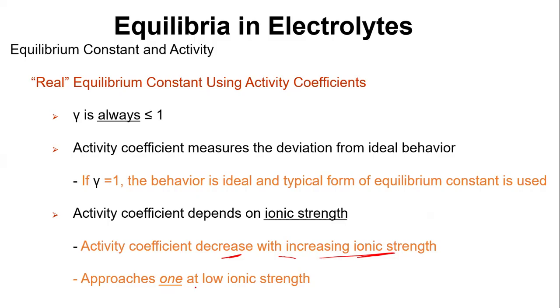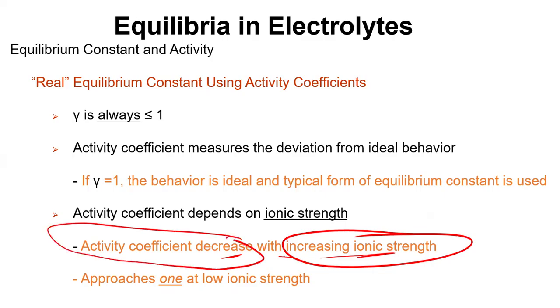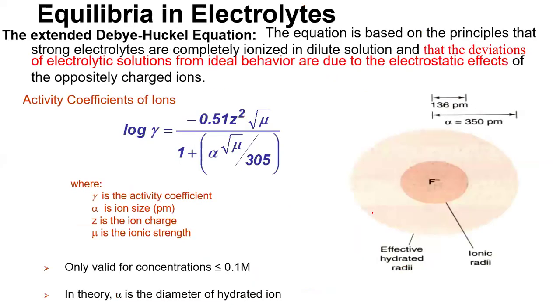It approaches 1 at lower ionic strength. So when the ionic strength is increasing, the activity coefficient will decrease. That is, when the ionic strength is increasing, there's more deviation. It approaches 1 at low ionic strength. If the ionic strength is very low, that is in the case of high dilution, then we approach 1. So the closer you are to 1, the more ideal you are. Very simple.